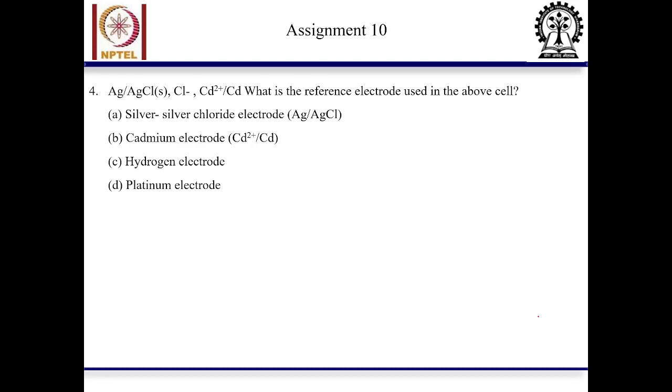Answer number C. Okay. Anyone else? Like what is the answer for this question number 4? Shweta, you have any other opinion for this question number 4?